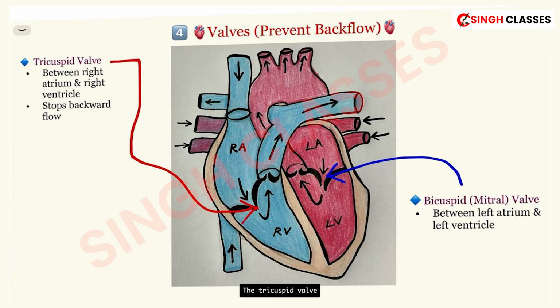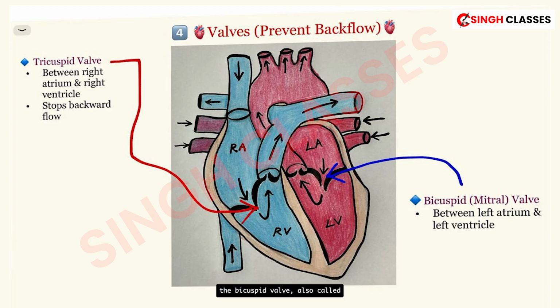The tricuspid valve and bicuspid valve are two important valves of the human heart that regulate the flow of blood between the atria and ventricles. The tricuspid valve is present between the right atrium and the right ventricle. It has three flaps, or cusps, and allows deoxygenated blood to pass from the right atrium into the right ventricle. It prevents the backflow of blood into the right atrium when the right ventricle contracts.